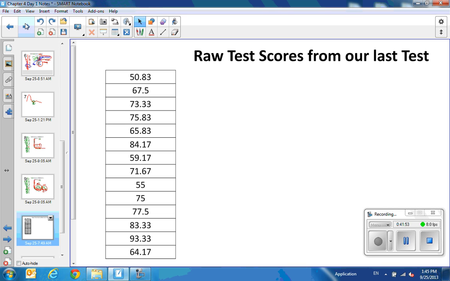I made it 5 later. That bin width is too small. Mine's 3. Okay.